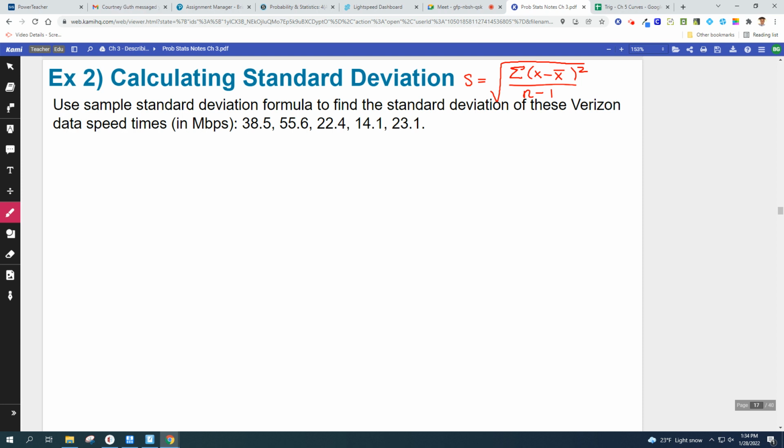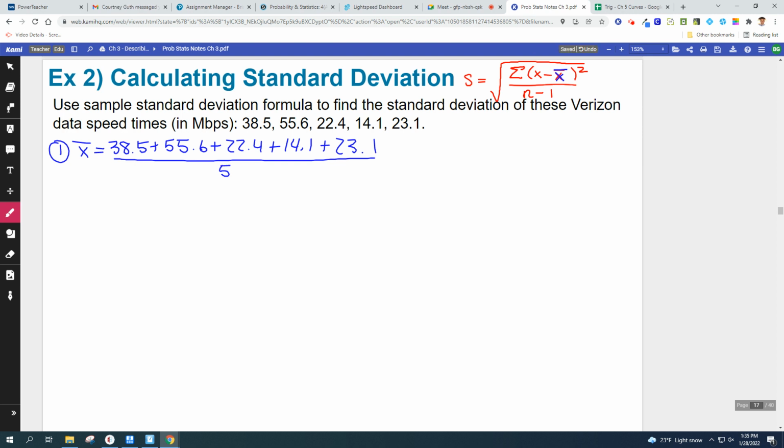The first thing you would want to do is go inside the square root, go inside the parentheses, and find x bar, which is the mean. So step 1, remember, write small. We're going to find x bar, which is the mean. Remember how to find the mean. You add up the numbers and divide by the number of numbers. So 38.5 plus 55.6 plus 22.4 plus 14.1 plus 23.1 divided by the number of numbers, which is 5.